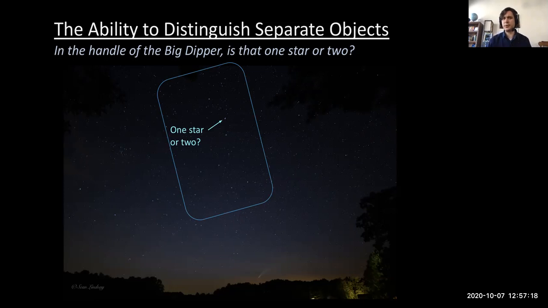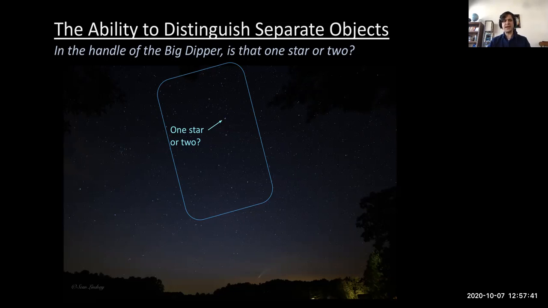And I encourage you to go outside. You can see the Big Dipper from Knoxville. You can see the handle of the Big Dipper and all the stars that are there. Go out and take a look tonight or sometime soon, whenever it's clear outside, and look for this star in the middle of the handle of the Big Dipper. And ask yourself, is that one star or two stars?